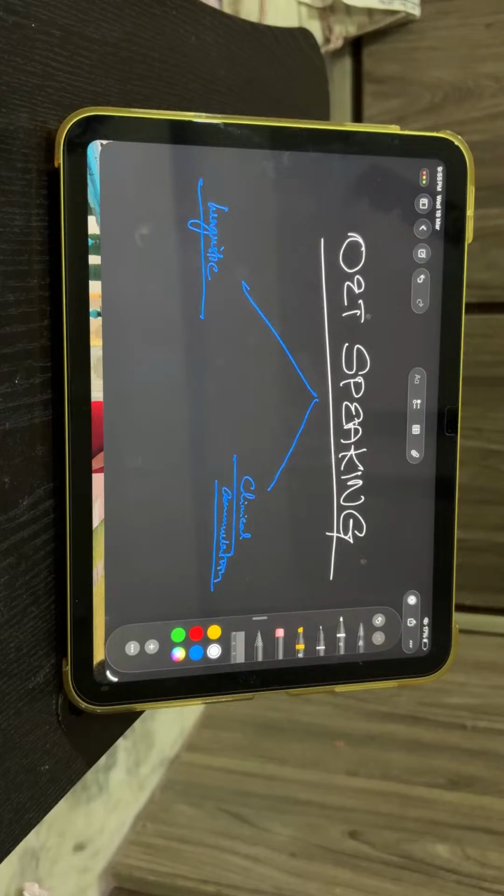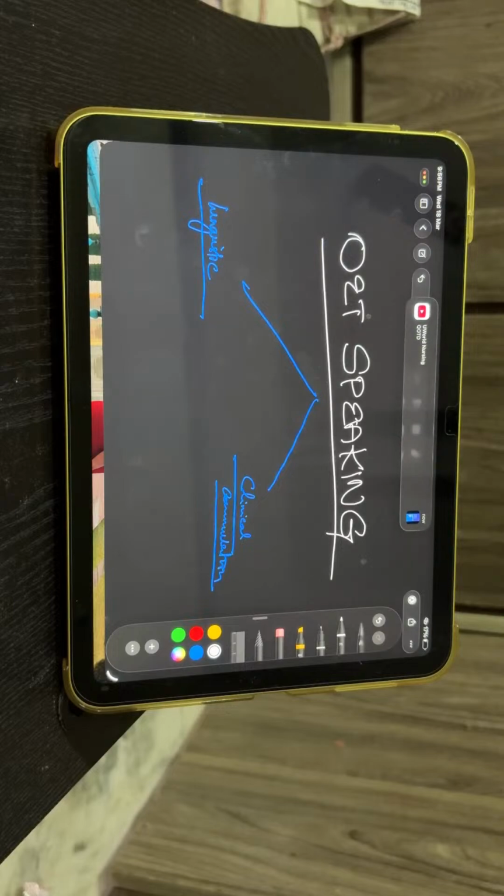So today I am going to discuss only OET speaking criteria. Only two criteria I would like to discuss: one is linguistic criteria and the second one is clinical communication criteria. Within 10 to 15 minutes I will finish all these criteria and explain shortly how they will be providing marks based on your communication.